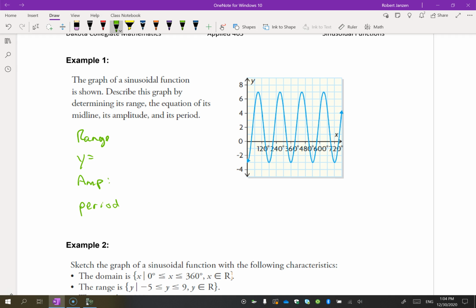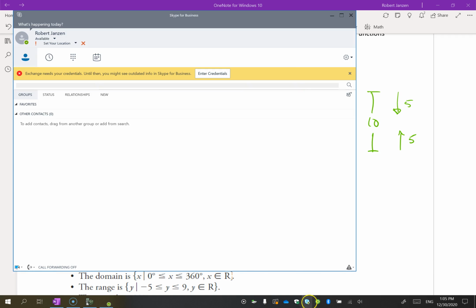So the range is from the highest to the lowest. What are these values? It looks like it goes from -3 up to 7. There's our range. So that's 10 units. So that means we should be going down 5 and up 5 to find our midline. So if I go down 5 from 7, that means our midline should be at 2. So y equals 2. What is my amplitude? Well, that's half of the range. So that's going to be 5.